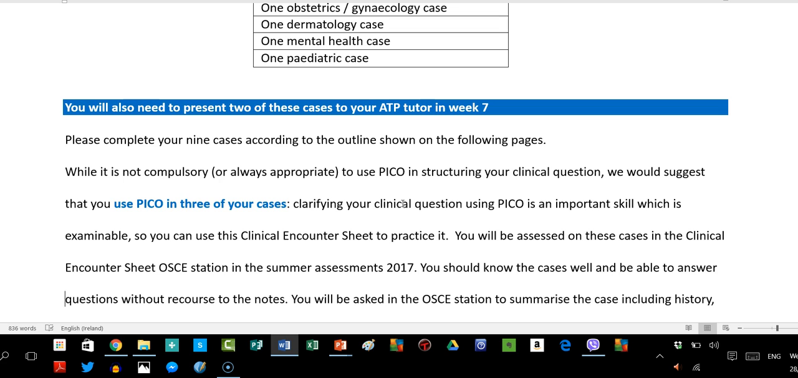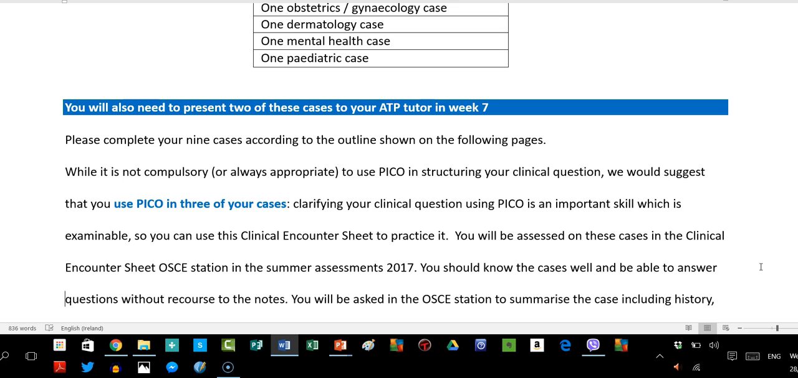You will be assessed on these cases in the clinical encounter sheet OSCE station in the summer assessments next year. You should know the cases backwards and be able to answer questions without recourse to the notes. If you need to see the notes, you'll be given them, but for approximately 30 seconds. You cannot keep the notes during the OSCE station.